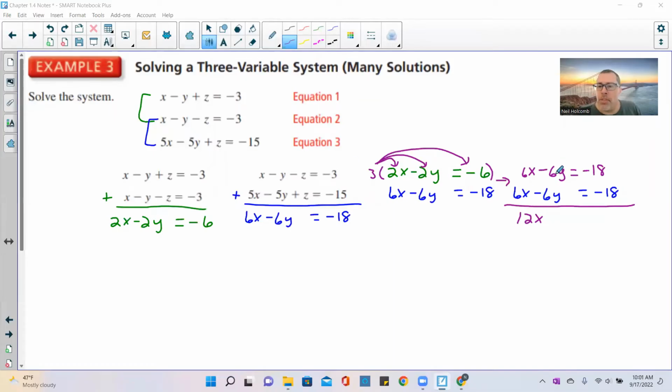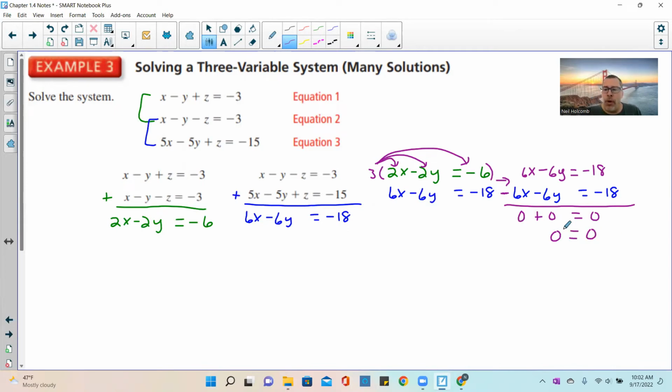Okay, so here I pause because I'm seeing negative 6y plus a negative 6y is a negative 12y, and negative 18 plus negative 18 is going to be negative 36. Nothing is going to cancel. I need to change this and make this a negative so that it's opposite, or I could subtract. Let's just do that. So I'm not going to add, I'm going to subtract, because these are equal. So 6x minus 6x is 0. Negative 6y minus a negative 6y is 0. And negative 18 minus a negative 18 is 0. So I get 0 equals 0.